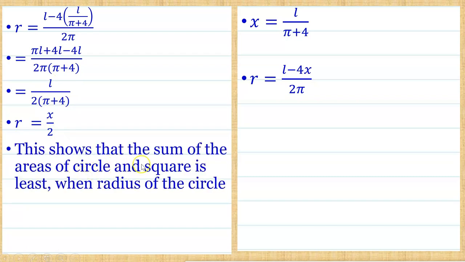And this shows that the sum of the areas of the circle and the square is least when the radius of the circle is half the side of the square, and hence it is proved.